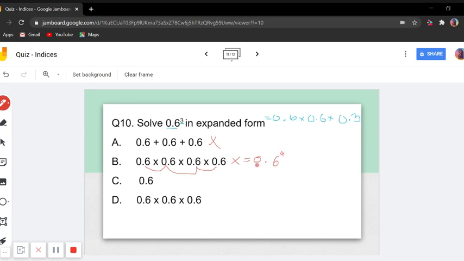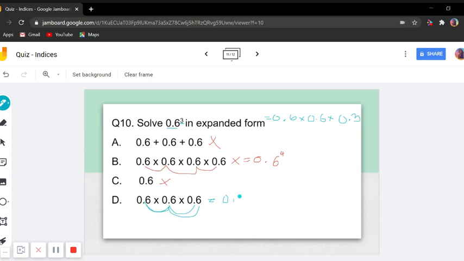Okay, 0.6 to the power of 4 because 0.6 is multiplied by itself for 4 times. Okay, it's supposed to be like this. So this is incorrect. How about C? 0.6 only. This is obviously wrong. How about D? 0.6 multiplied by 0.6 multiplied by 0.6. So how many times does it multiply by itself here? 1, 2, and 3.